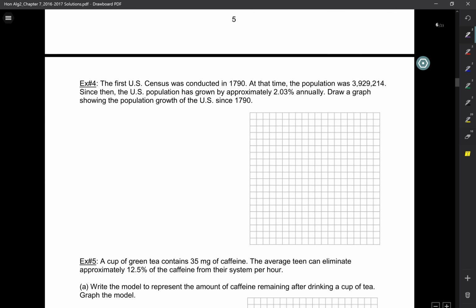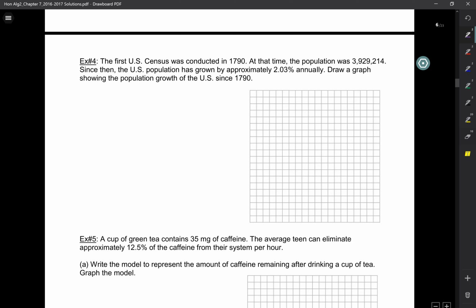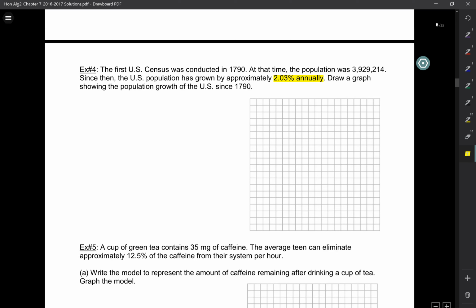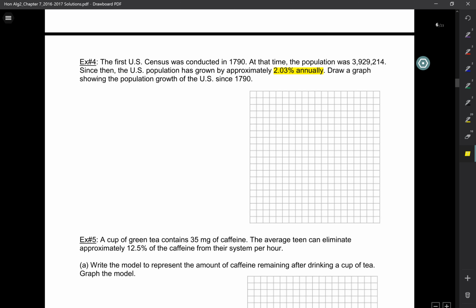Okay. So let's take a look at this. The first U.S. census was conducted in 1790. At that time, the population was 3 million. Since then, the U.S. population has grown by approximately 2.03% annually. Draw a graph showing the population growth of the U.S. since 1790. Okay, so let's just write down what we're given here.